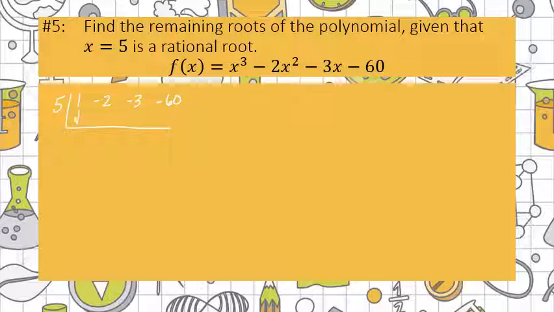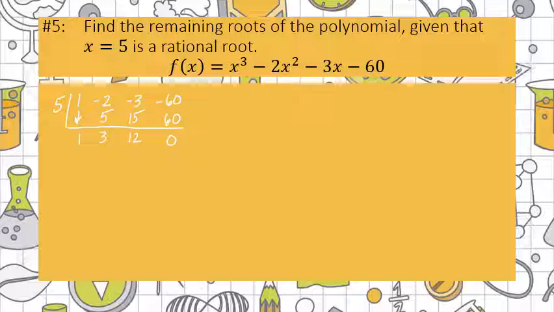So I'm going to bring down the 1, and now we're going to multiply and add until we get to the end. So 5 times 1 is 5. Now I'm going to add down, which is 3. 5 times 3 is 15. If I add down, I get 12. 5 times 12 is 60, and if I add down, I get 0, which is exactly what I wanted.